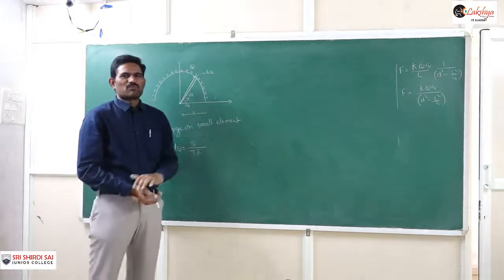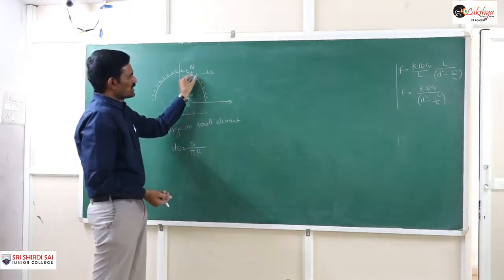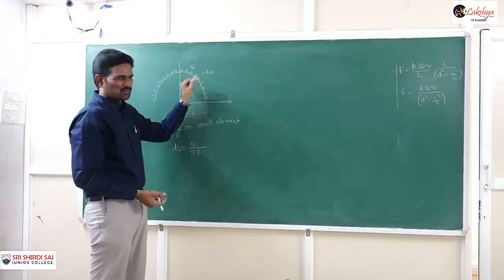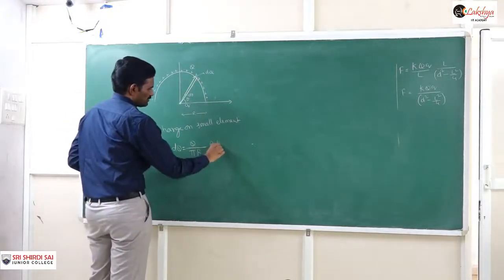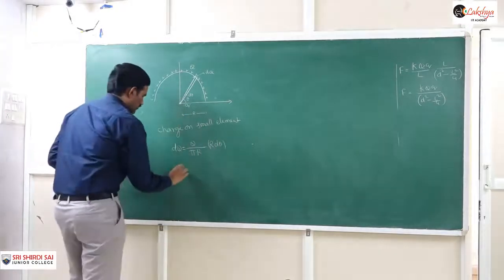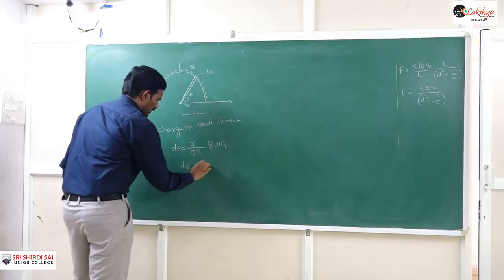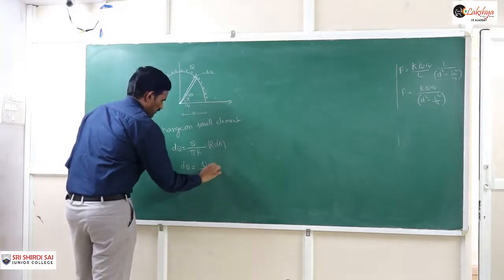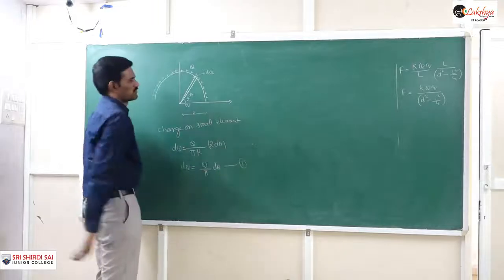Like in the previous problem where we wrote dx, now the length of this arc we need to write here. The length of that arc I can write as r d theta, because this angle I am taking as d theta. Therefore dq can be written as Q by pi into d theta. So this is our dq expression. Let it be equation 1.